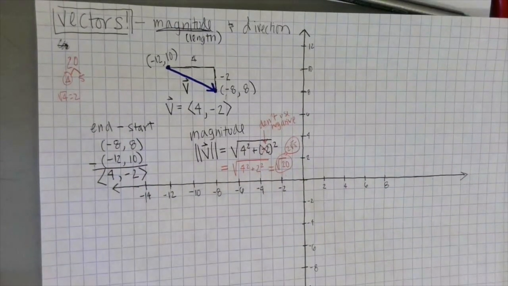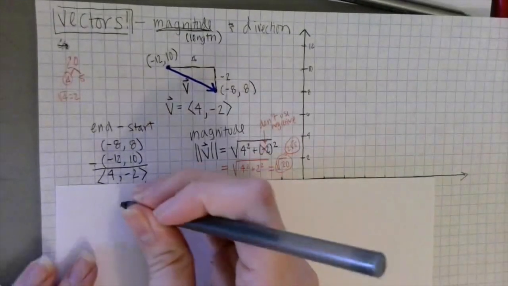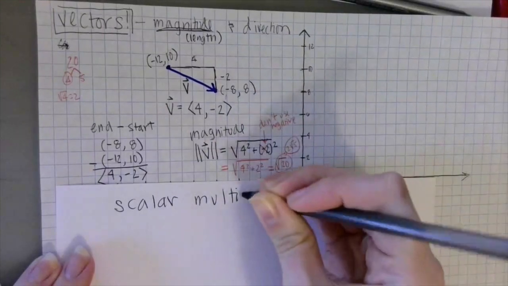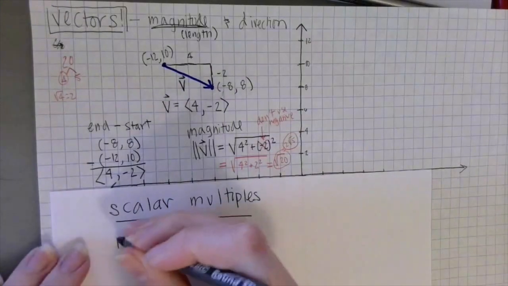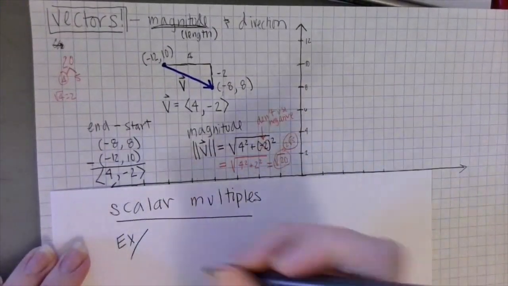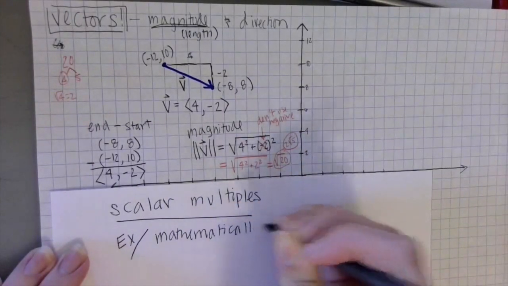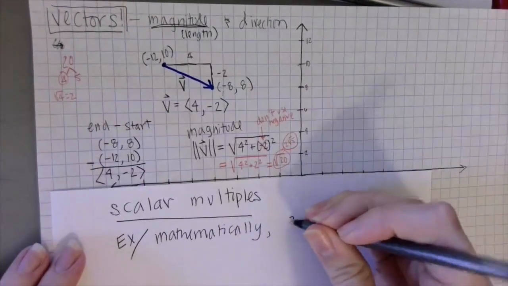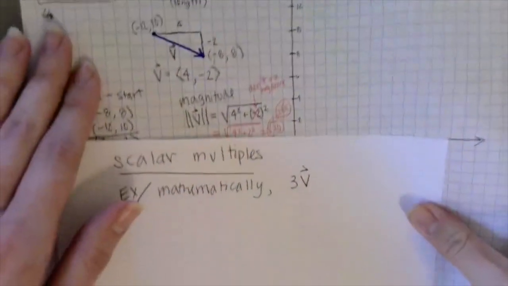Another thing that I can do with my vector is something called scalar multiples. So I'm going to add a piece of paper here. So scalar multiples. Okay, so an example which can be done mathematically is I would like to find 3v. So I'm using the same vector v that I had right here.